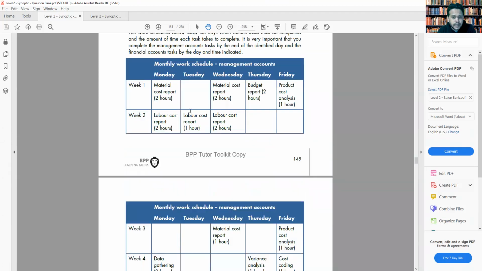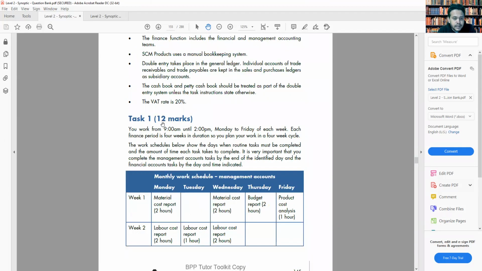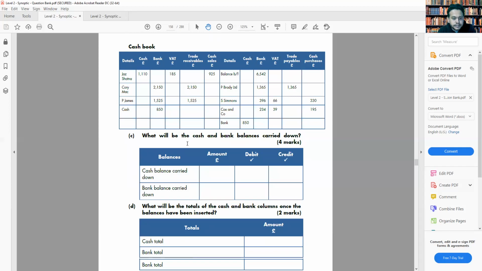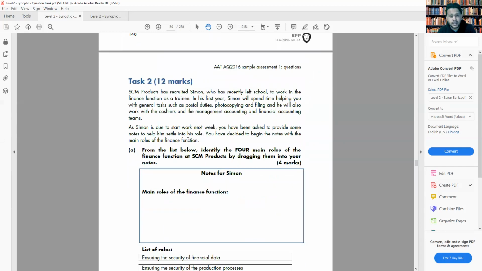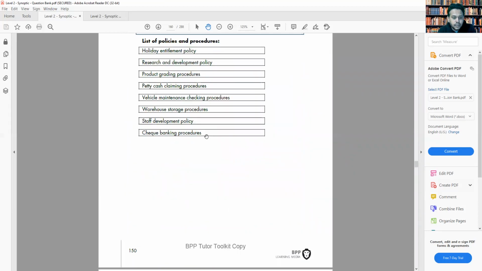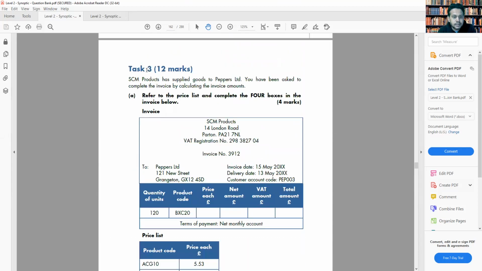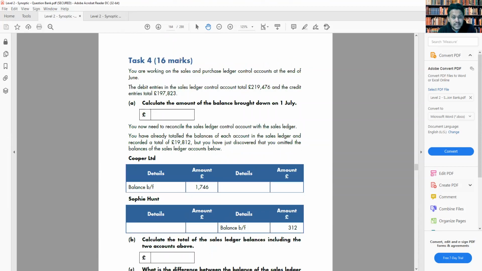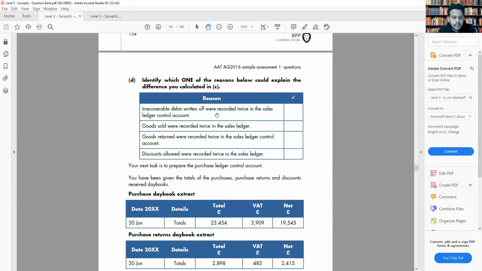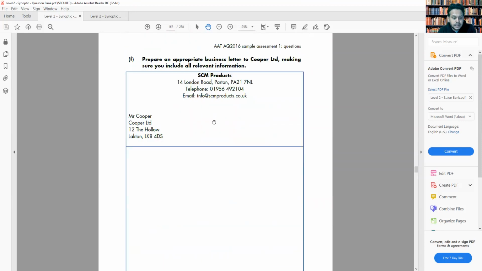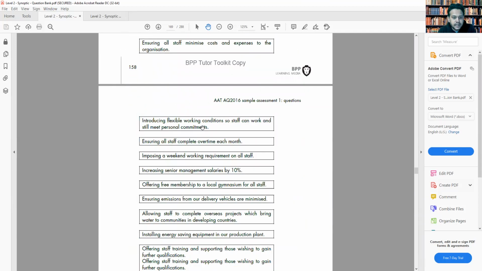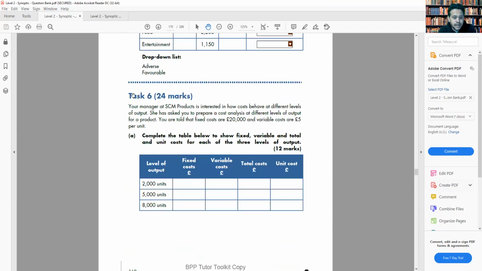I can show you a little bit first of how many questions we have. We have task 1 for 12 marks. It's quite a big, long question, but it's not going to be hard, I'm sure. Task 2 is 12 marks. Then task 3 is 12 marks. Task 4 is 16 marks. Task 5 is 12 marks. And task 6 is 24 marks.